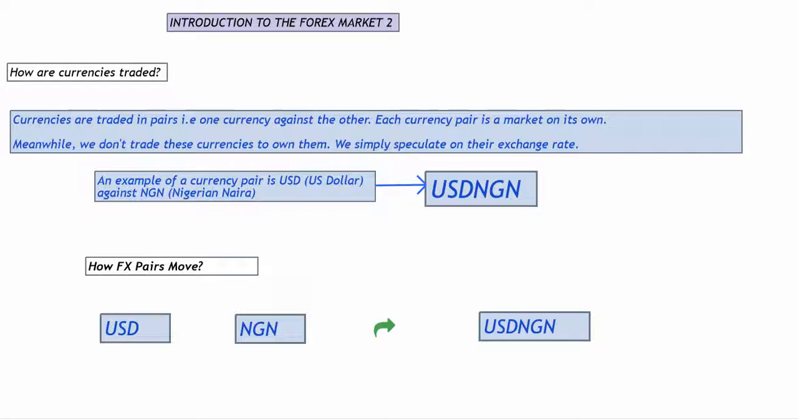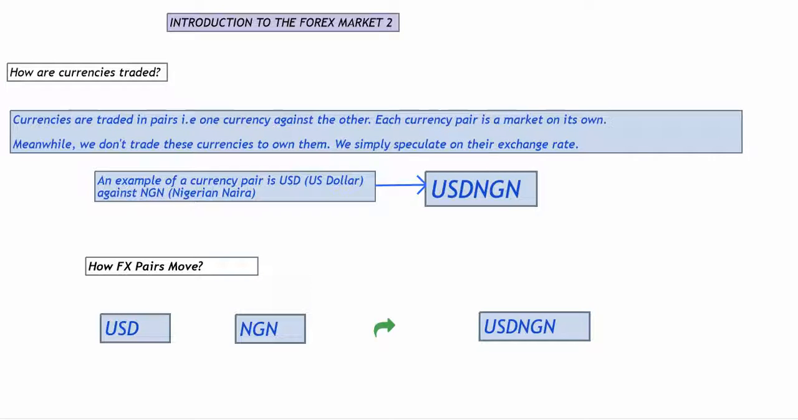But for the international global CFD forex market, you don't own any currency. What we do here is to speculate on the exchange rate of one currency against the other that makes a currency pair. For example, a currency pair can be USD NGN, which is the US dollar against the Nigerian naira. That is the currency pair of the United States currency and the Nigerian currency.